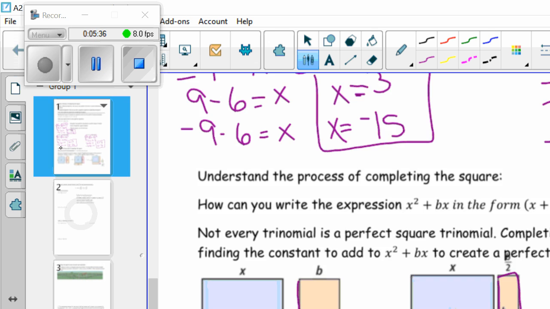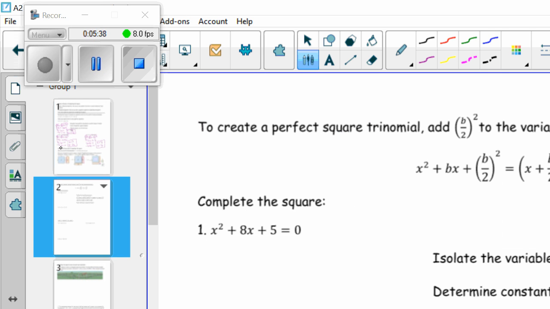Right. So to create a perfect square trinomial, you will add b divided by 2 quantity squared to the variable expression. Okay? So this is what it looks like when we're completing the square. x squared plus bx plus b divided by 2 quantity squared. That factors to x plus b divided by 2 quantity squared. Okay, so complete the square.